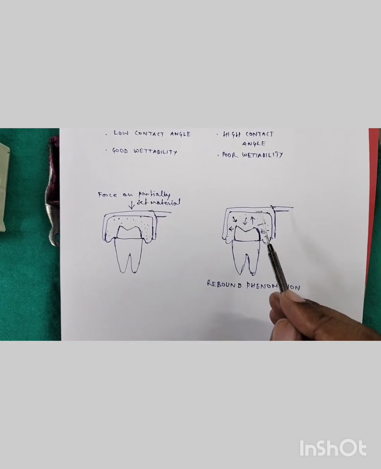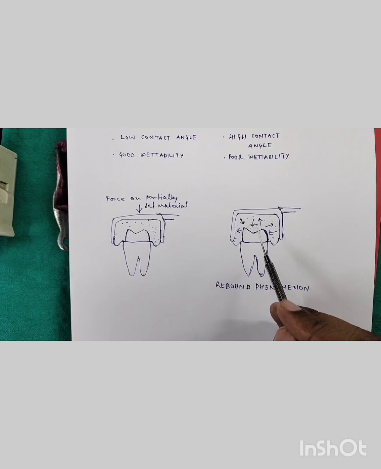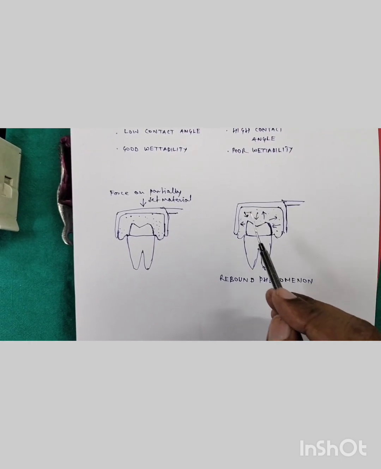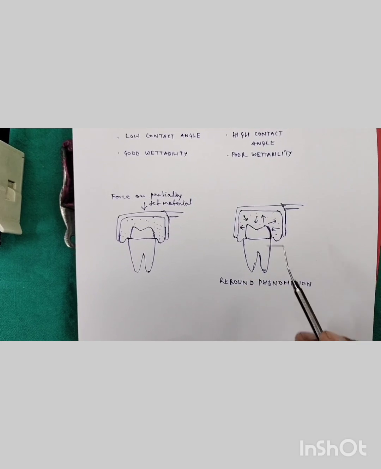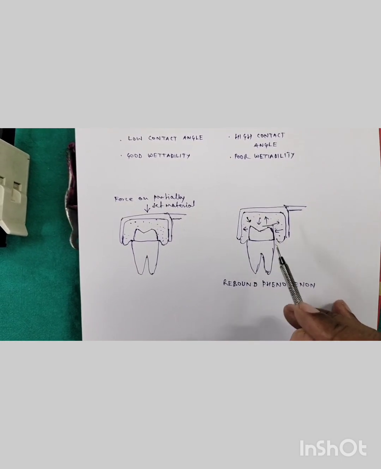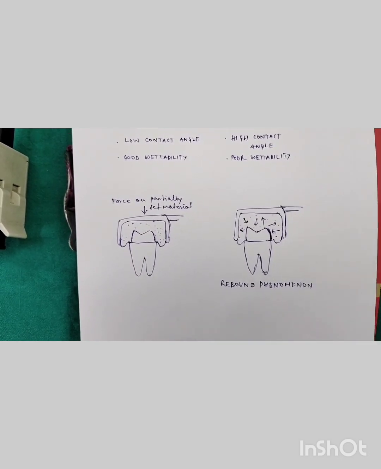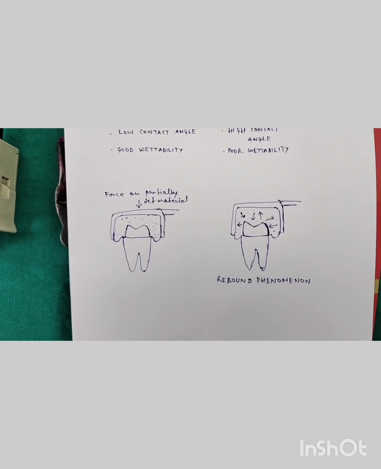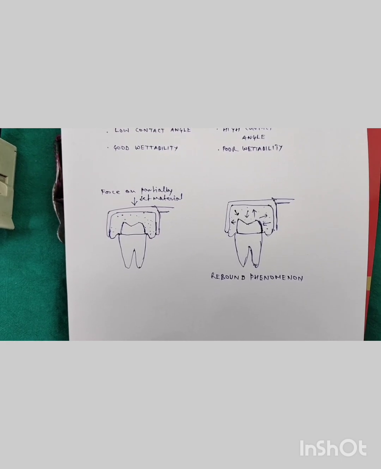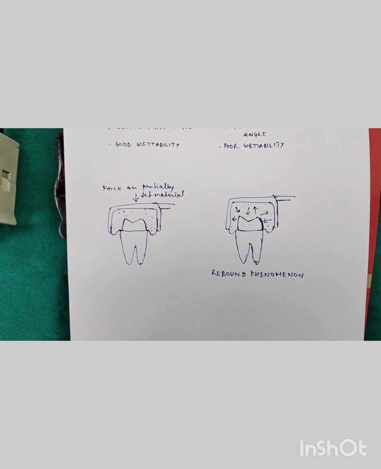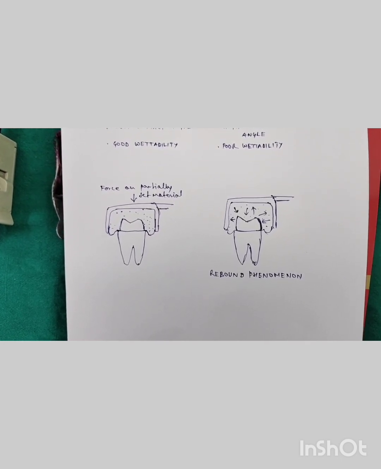In this case, forces will be generated in both directions, and as soon as you remove it, there will be shrinkage of this material, and this will cause distortion. You will not get a proper cast, and therefore the prosthesis which you make will not be proper, and you will have failure in your treatment.